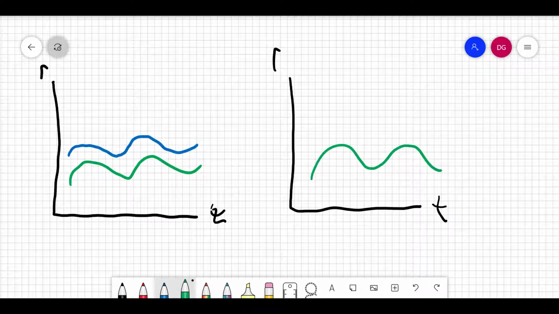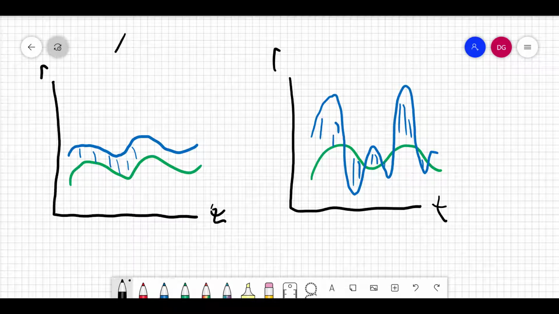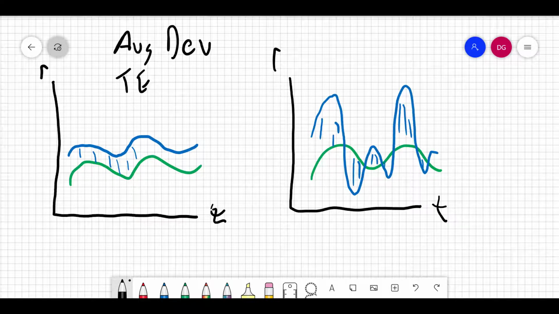But now I'm going to show an active portfolio that's sort of all over the place. And I've tried to draw this in such a way that the net amount by which the active beats the benchmark is the same, but it's obviously more consistent in the drawing on the left. And so the idea is that the average deviations for both of these active portfolios are the same, but the tracking errors are completely different.